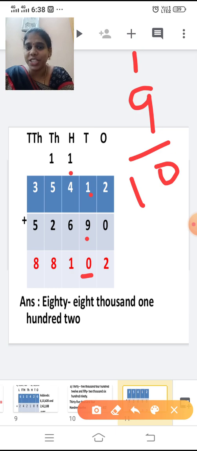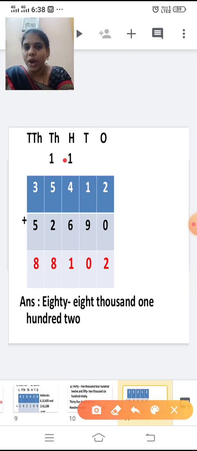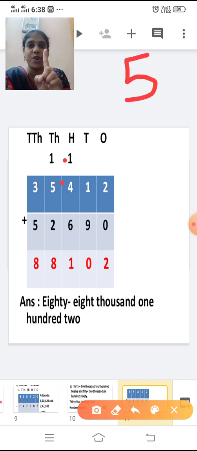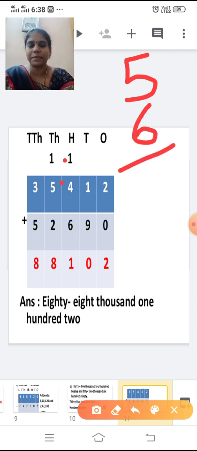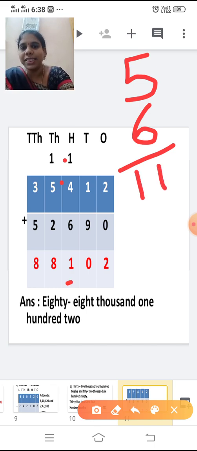Now shall we add the hundreds place now? 1 plus 4. After 4 I'm going to add only one number. 1 plus 4 is 5. With this 5 I'm going to add 6 numbers. Or else 6 in the mind, 5 in the finger. After 6 I'm going to add 5 numbers. 7, 8, 9, 10, 11. 11 is again a 2-digit number. So write 1 here and this 1 is carried over to the next thousands place.